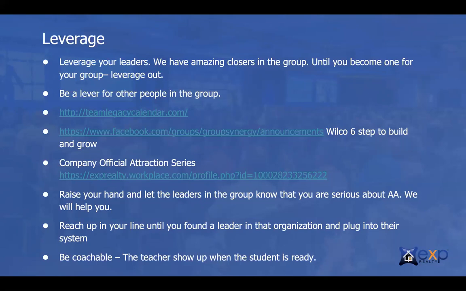If your sponsor, your business partner, if you will, happens to be inactive, if agent attraction is not part of their business, just reach up in your line until you find a leader in that tribe, in that organization, if you will, and plug into the system. If you keep reaching up, eventually you're going to find a top 1% influencer in a company that is moving and shaking things. But be coachable. The teacher shows up when the student is ready, so keep that in mind. Be coachable, be willing to learn, try something new.